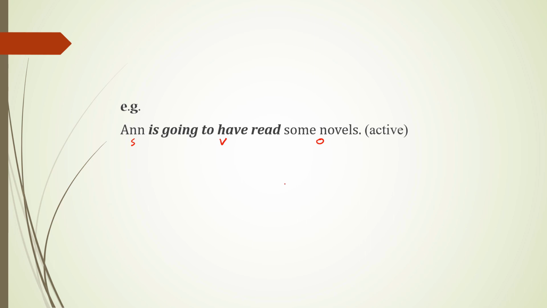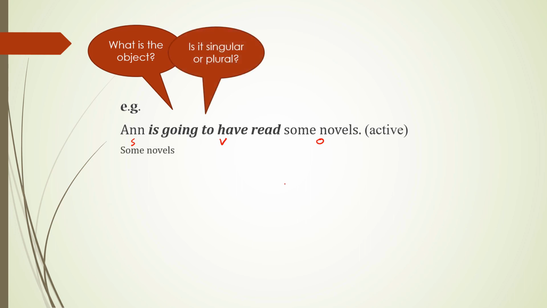How to change it? As before, consider some questions. First, what is the object? The object is some novels. And then, is it singular or plural? It is a plural subject. What is the structure used? The structure is be going to. It is in the form of future be going to. After be going to, we can find an auxiliary have, so it is in the form of future perfect. For the second and the third question, the subject is a plural subject and the structure is future perfect.